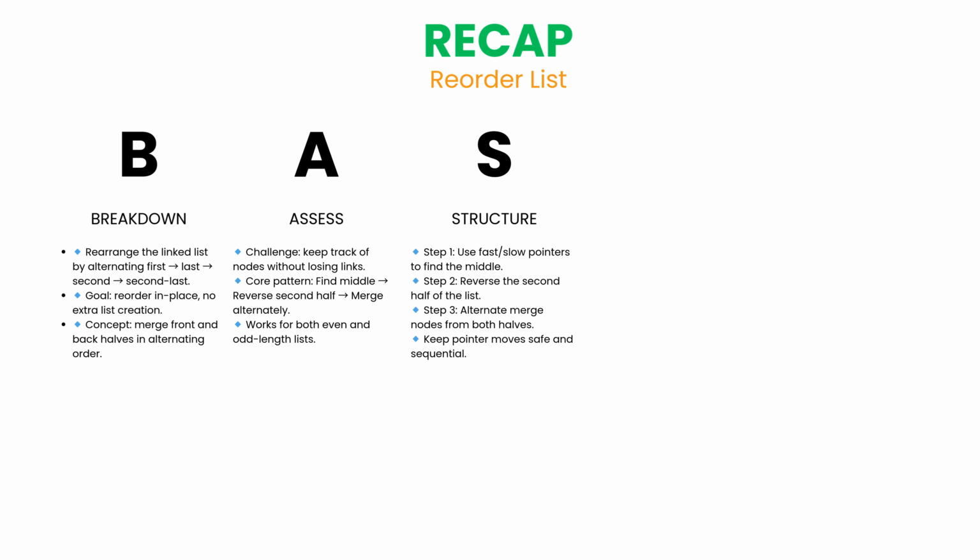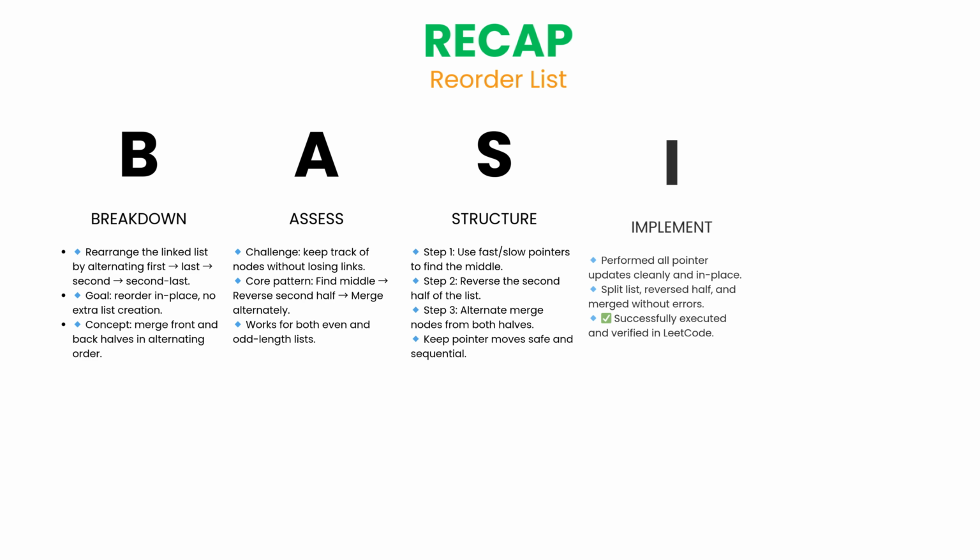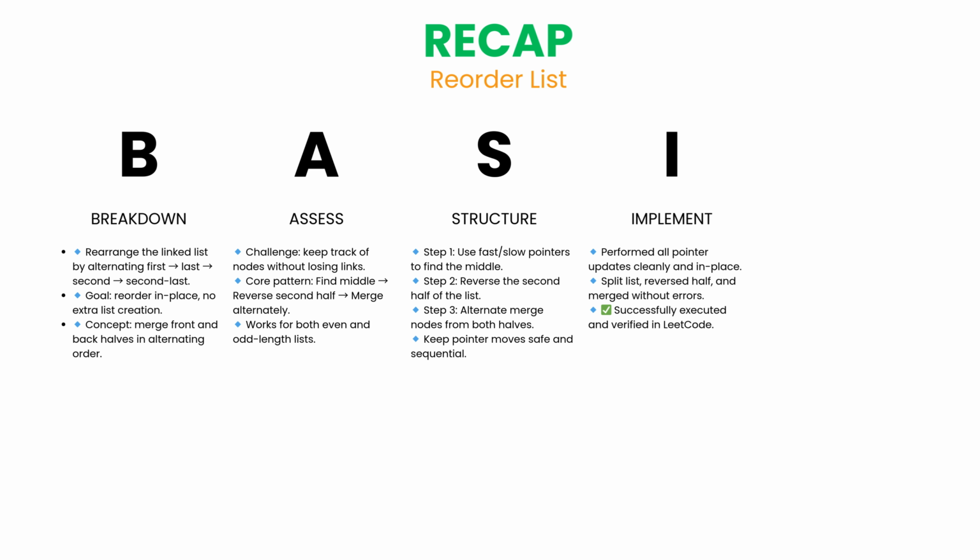Structure recap. Here's the plan. Use slow and fast pointers to locate the middle of the list. Reverse the second half of the list in place. Split the list at the middle and merge the 2 halves, alternating nodes while keeping pointer updates safe. Implement recap. We implemented slow and fast pointers to find the midpoint, reverse the second half starting from the midpoint, and then merge nodes from each half step by step.